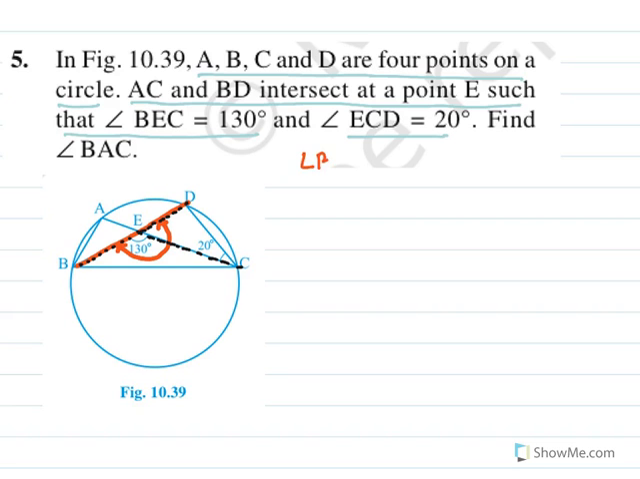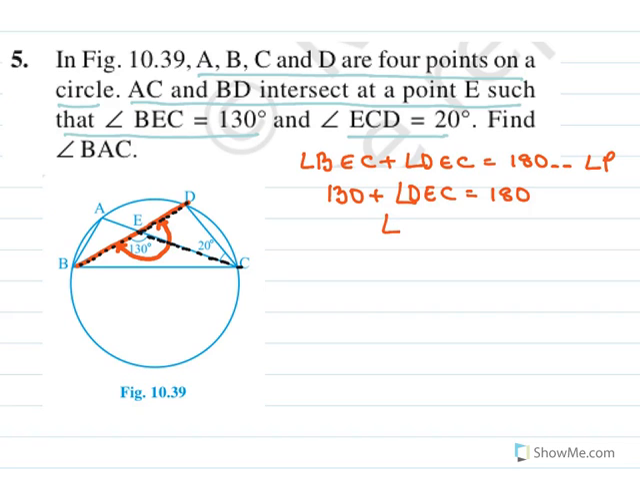So angle BEC plus angle DEC equal to 180. That is linear pair. So 130 plus angle DEC equal to 180. So angle DEC is 180 minus 130. So DEC equal to 50. So here I got angle 50.